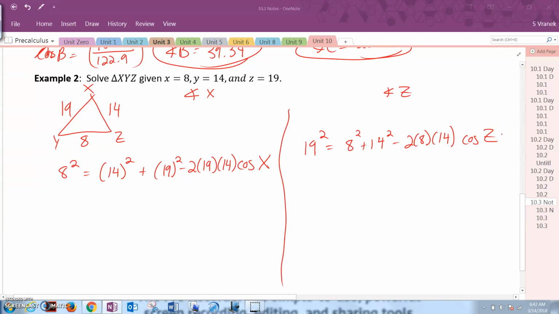Okay, now I just have to get a bunch of these numbers out. So we know that this is 64, 196 plus whatever 19 squared is, which, well, it's 361. So we get 557 plus, actually that's not right, it's minus 2 times 19 times 14.